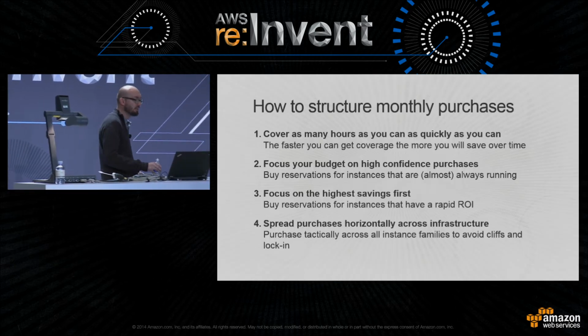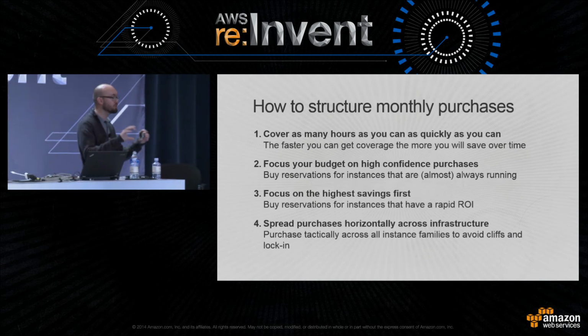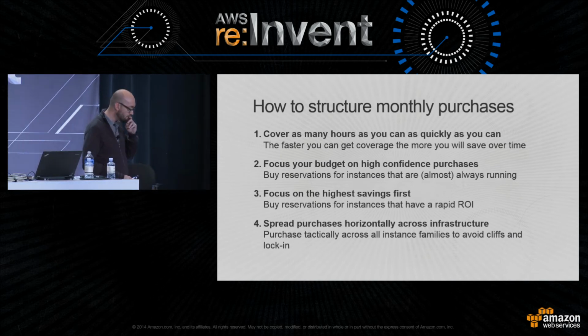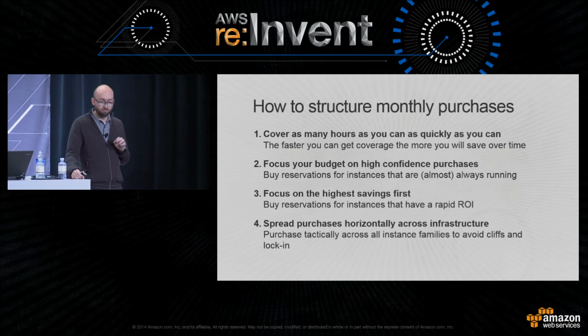And then the final thing here is to spread purchases horizontally across your infrastructure. So what I mean by this is you want to be somewhat tactical with RI purchases. We see situations where somebody will spin up a whole bunch of, let's say, i3 instances, and there's a lot of cost there, there's no doubt. So they'll buy reservations. Their first RI buy will be all i3s. And then 4 or 5 or 6 months go by, that product doesn't pan out, the company pivots, and they're stuck with a huge number of reservations.